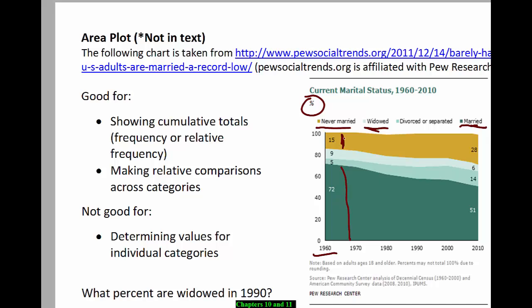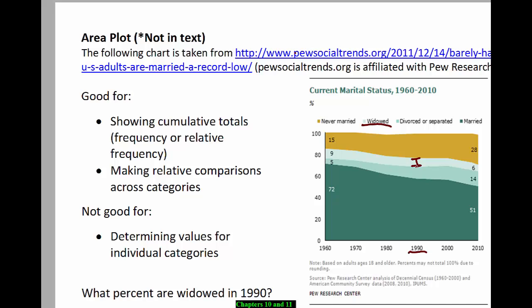However, it's not good for determining values for individual categories. Take, for instance, the percent that are widowed in 1990. How would we figure that out? What percent are widowed in 1990? Well, widowed is the light green wedge. We can see that in our key. And 1990 is here. So widowed is going to be the length from there to there. This little light green wedge in 1990.